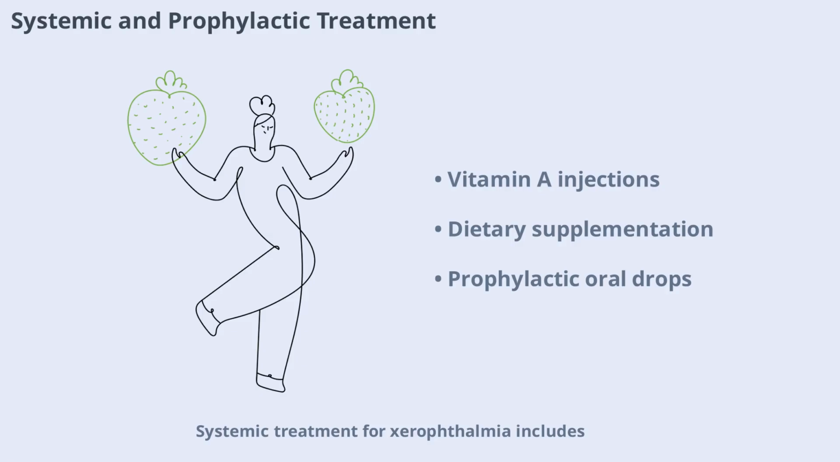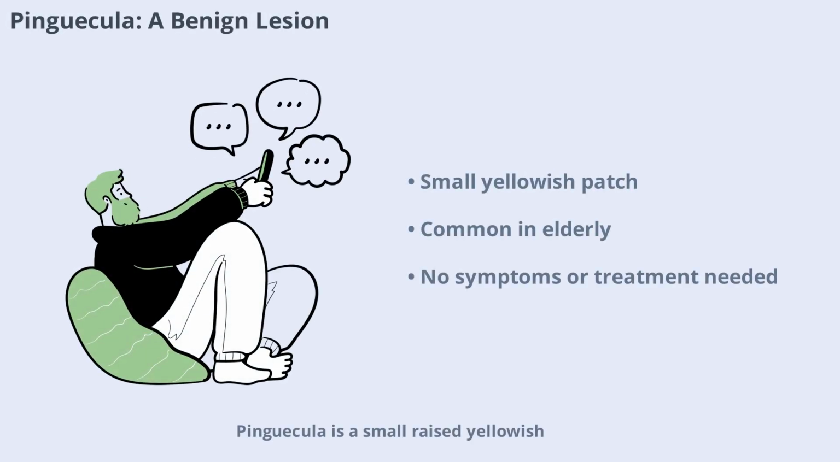Systemic treatment for xerophthalmia includes intramuscular injections of vitamin A, which can preserve the cornea if administered early. A diet rich in vitamin A, such as fish, liver, eggs, milk, fruits, and green vegetables, is crucial. Prophylactically, all children under 5 should receive oral vitamin A drops every 6 months to prevent xerophthalmia, especially in high-risk populations.